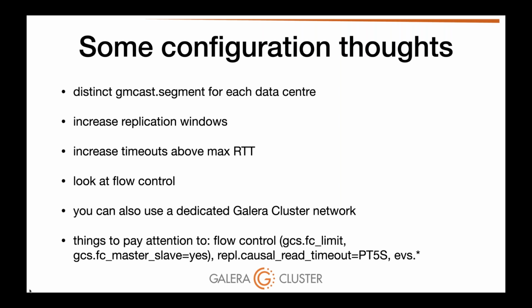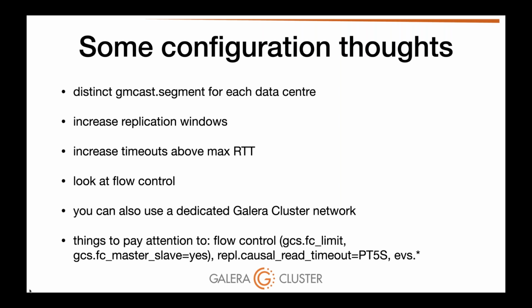The eviction protocol, that's what EVS stands for. The EVS keep alive period, minimum of 3 seconds, which you write as PT3S, for example. Suspect timeouts, you can do 30 seconds, PT30S. Inactive timeout, typically 1 minute. Install timeout, also 1 minute. Retransmission period, retrans period, 3 seconds. Delayed margin, 3 seconds. Of course, you can see causal read timeout, 5 seconds.